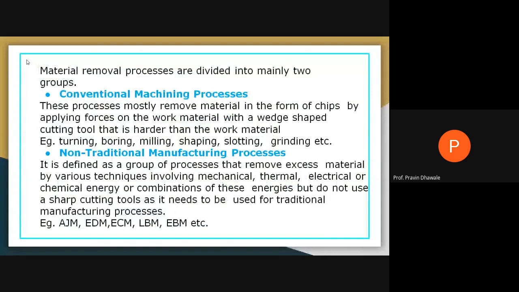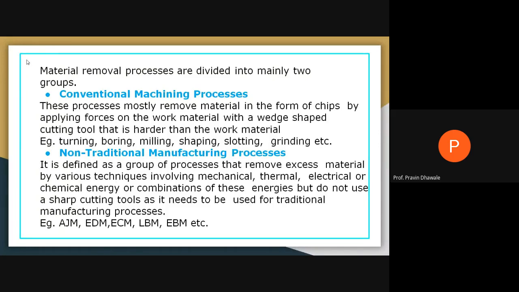Now, the second type of material removing process is the non-traditional machining process. In such processes, we remove the material from the workpiece in the form of small atoms or small particles, and there is no necessity of a tool to remove the material. Also, there is no need for physical contact of any imaginary tool with the workpiece. So such machining processes are called non-traditional machining processes.